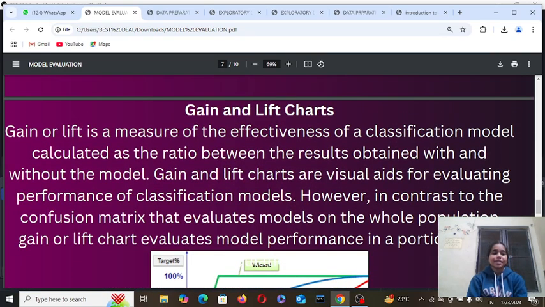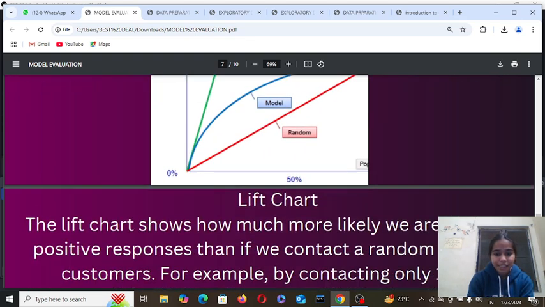Gain and lift charts. Gain or lift is a measure of the effectiveness of a classification model, calculated as the ratio between the results obtained with the model and without a model. Gain and lift charts are visual aids for evaluating the performance of classification models. However, in contrast to the confusion matrix that evaluates the model on the whole population, a gain or lift chart evaluates model performance in a portion of the data.